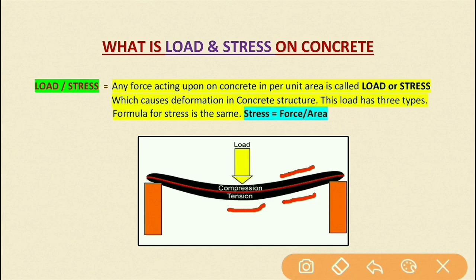This load has three types. How many types of this load? This load has three categories, and the formula for calculation of this load is stress is equal to force divided by area. We have to calculate the stress that is produced inside the beam, so we simply divide force by area: how much force is applied, and upon how much area. This is the formula, and stress and load is calculated in PSI, which is pound force per square inch, and we'll read about it soon.